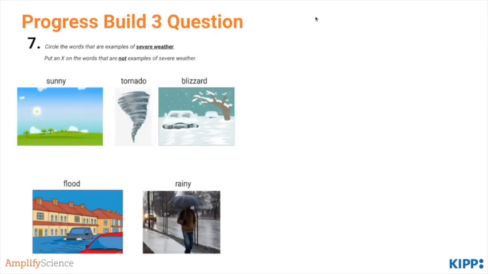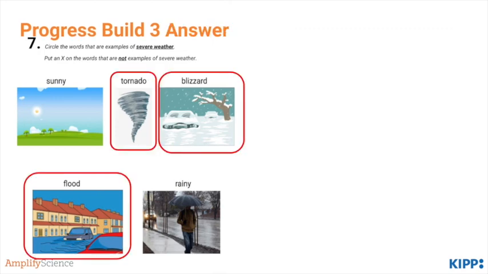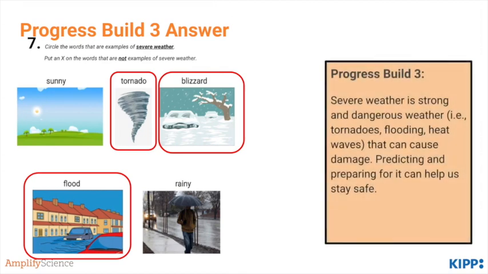Alright, on to a Progress Build 3 question. Here students are asked to circle words that are examples of severe weather and put an X on those that are not severe weather. Once again, take a minute to answer this and then check back here. Alright, hopefully you circled these three. And once again, this assesses Progress Build 3, shown here.